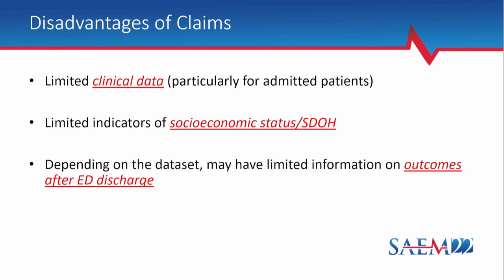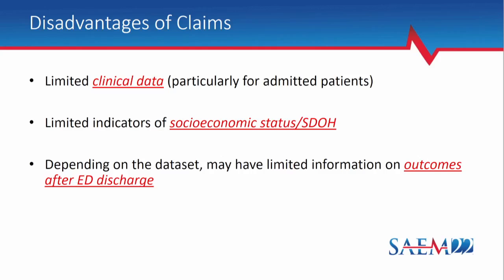What are the disadvantages? So I mentioned limited clinical data. So most of the time with claims, you don't have lab values, you don't have vital signs. You may have limited indicators of patient-level socioeconomic status. That's something we debate a lot for risk adjustment. You might have area-level indicators, but of course, people vary within those areas. So it is a key limitation of many claims data sets.